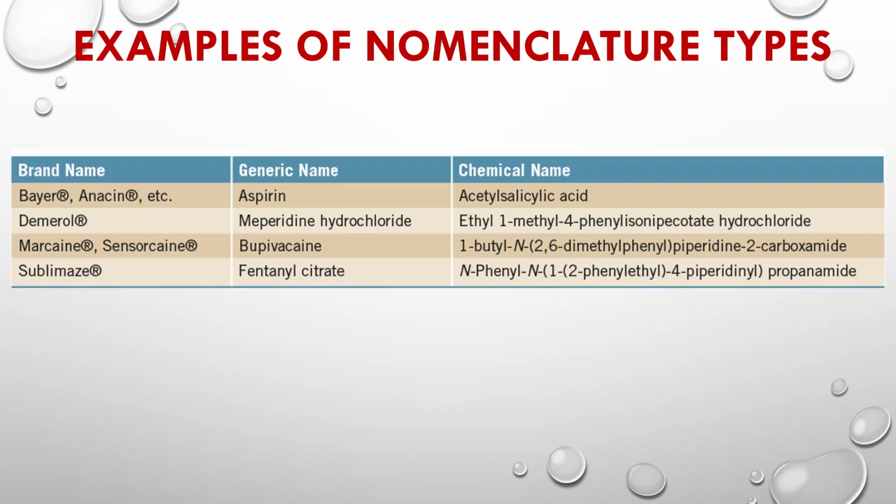And then just a few other examples that are listed here. So again, brand name, proprietary, same thing. Demerol, thinking about some of our pain meds. So Demerol, again, that trademark. And then the generic name is listed here: meperidine hydrochloride. And then we see again this chemical name, these crazy numbers and letters that tell us about the chemistry behind it.